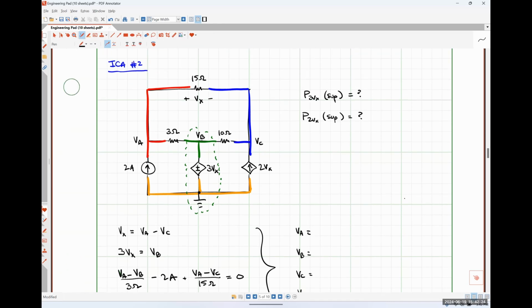Let's talk now about how we would determine these two powers that we are interested in. Let's start with the power supplied by the dependent current source, because that to me is a little bit easier. For the dependent current source, we would need to know the voltage drop across this current source, which I'm going to call V2Vx, right? And I put the positive polarity on top and the negative polarity on bottom so that the current flows into the negative polarity terminal, so that that voltage times the current is just the supplied power. So how would I express that voltage V2Vx in terms of my nodal voltages?